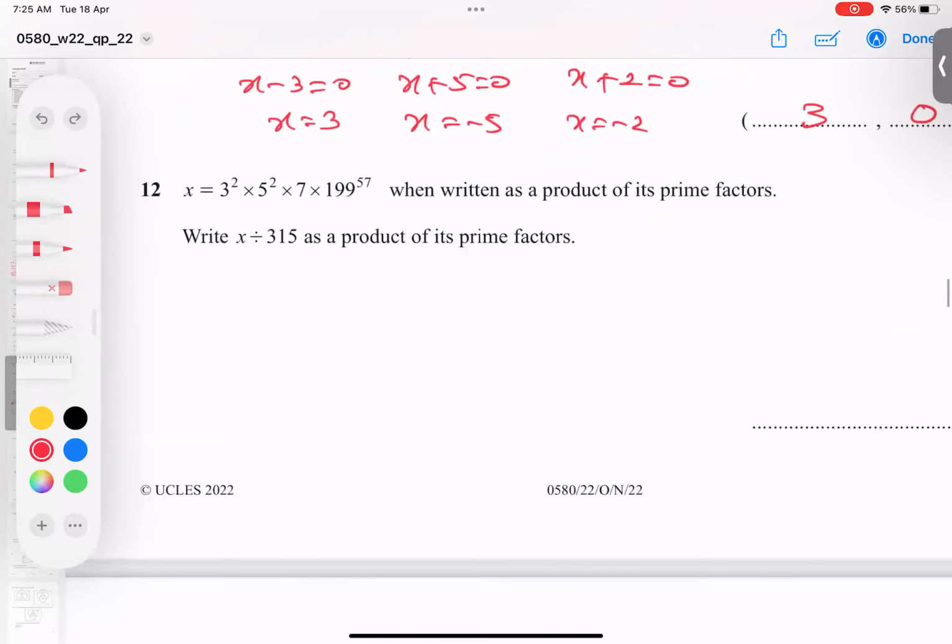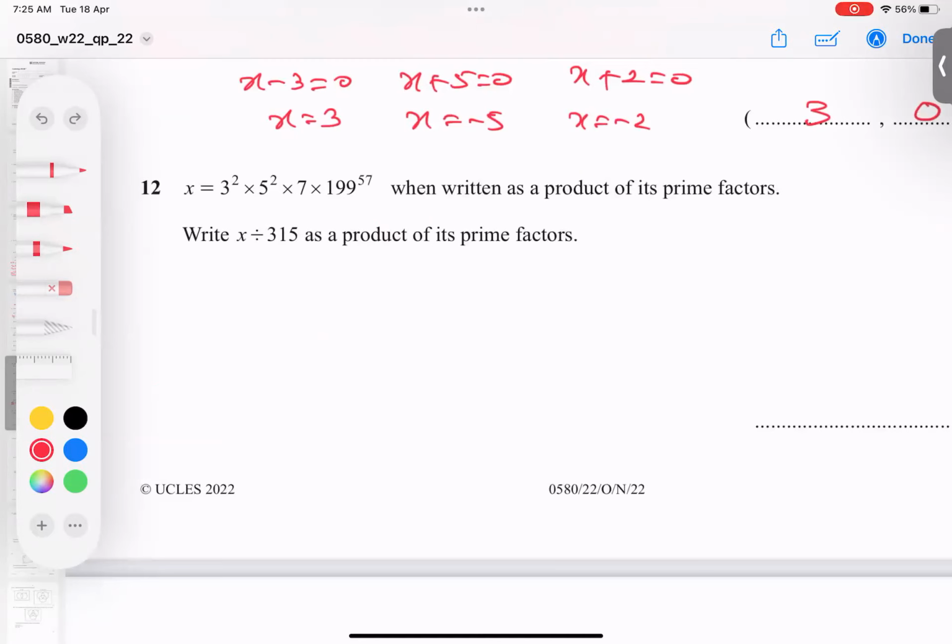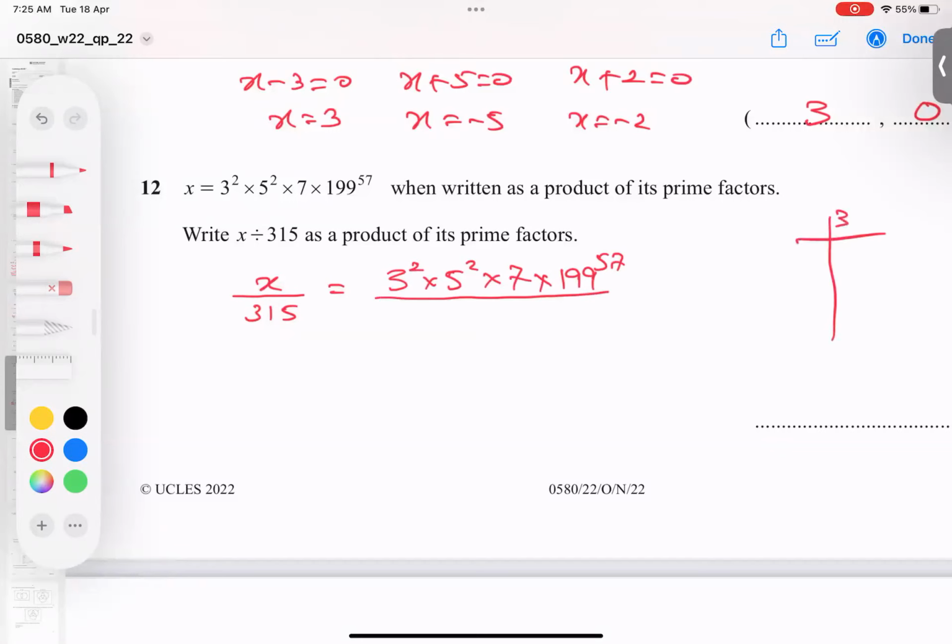This is an interesting question we have. He said the prime factors: 315 as a product of prime factors. So what I will do, students, and secondly, x divided by 315, where's x? X is this full expression. So x divided by 315 means x is 3 to power 2 into 5 to power 2 into 7 into 199 and so on, divided by 315. It means I need the prime factors of 315.